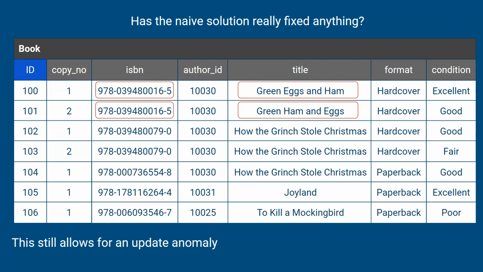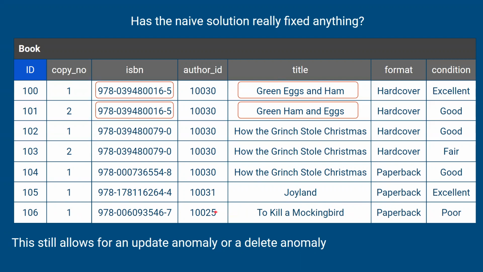Our data went bad. How did it go bad? Because we updated something. Okay, here's a delete anomaly. This one's a little harder to see. The problem here is I've got 2 different facts stored. I am storing information about my physical copy. What condition is it in? Probably the main thing I'm trying to store here.